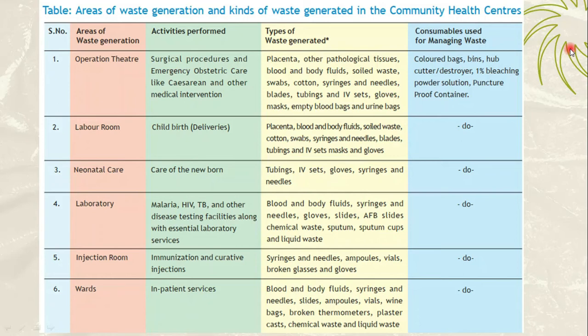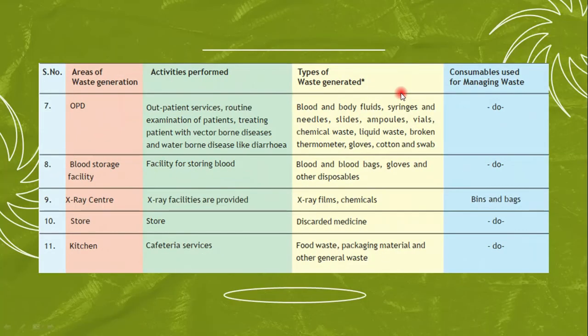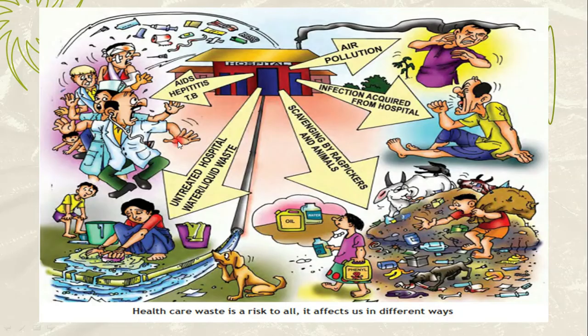Now let's see the sources from where biomedical waste is generated. Number one source is the operation theatre. Other sources are labor room, neonatal care, laboratory, injection room, wards, OPDs, blood storage facilities, X-ray centers, stores, kitchen. Biomedical waste which is generated affects all. No one is unaffected by it.